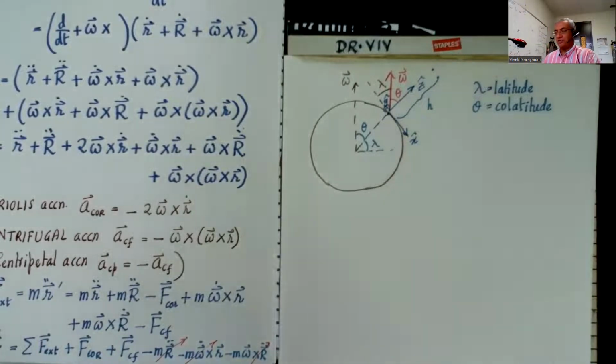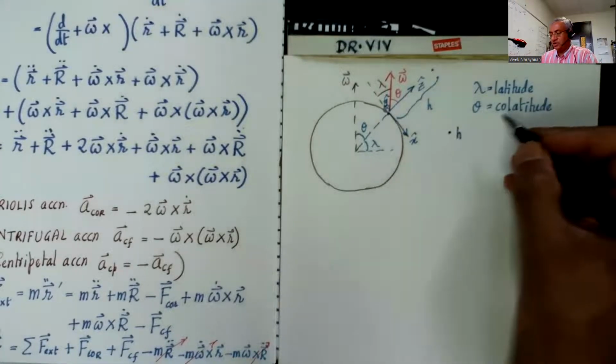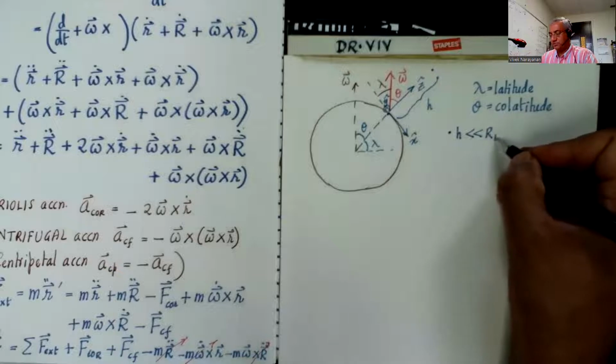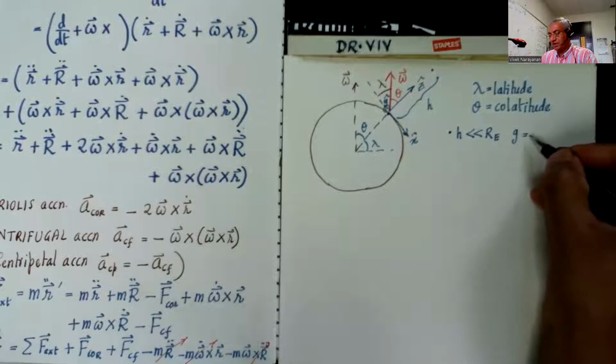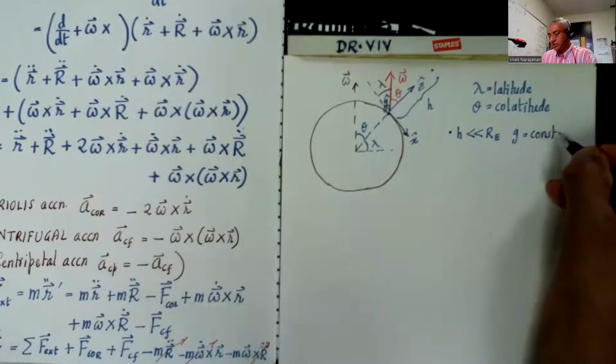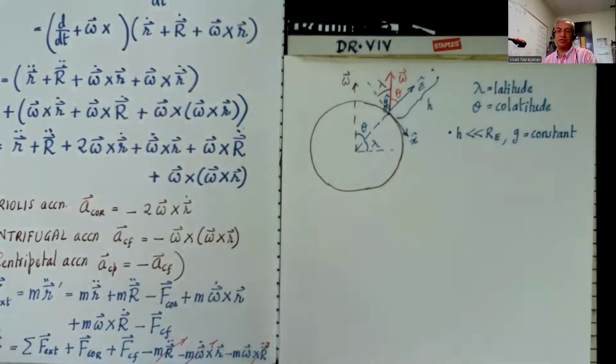So we're going to make a few assumptions. The first assumption is that the height is much less than the radius of the Earth. So what that buys us is that the acceleration due to gravity is constant. So if the height is a couple miles, for example, that's a pretty good assumption. If you're going to drop it where the moon is located, then of course it's not a good assumption at all.